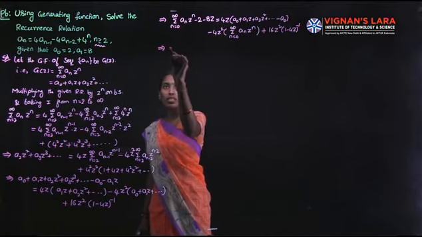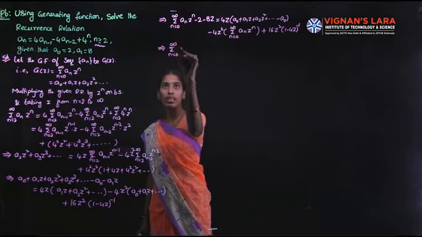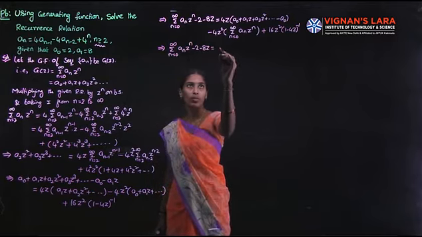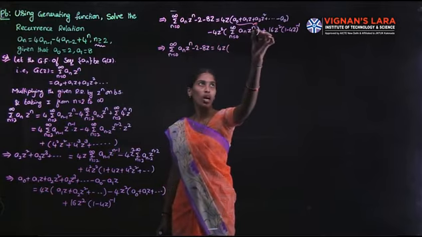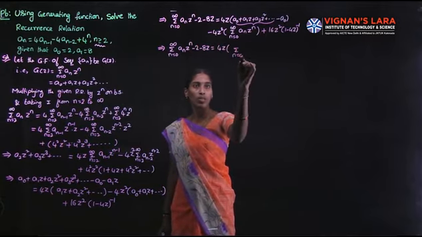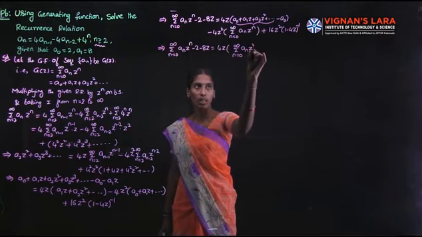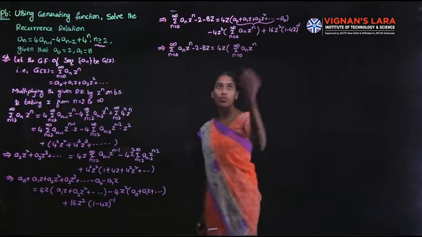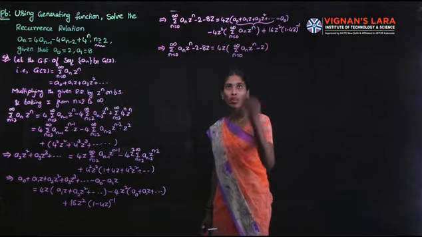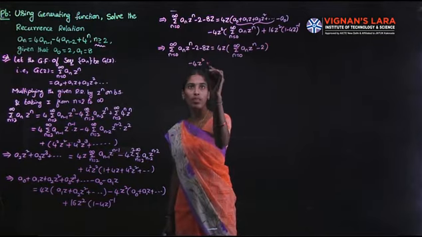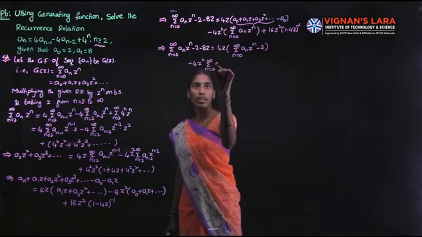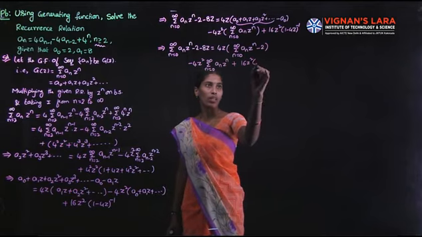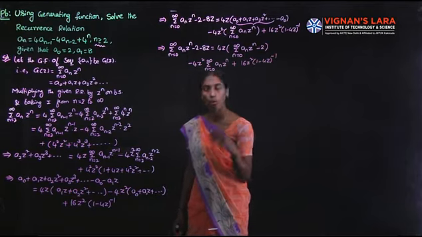So this implies sigma n equal to 0 to infinity a_n z^n minus 2 minus 8z is equal to 4z into, up to here it is sigma n equal to 0 to infinity a_n z^n, minus a0 value which is given as minus 2, minus 4z^2 sigma n equal to 0 to infinity a_n z^n, plus 16z^2 into (1 - 4z) inverse.